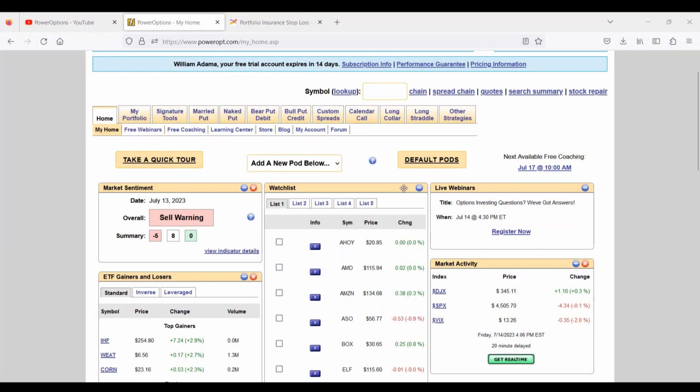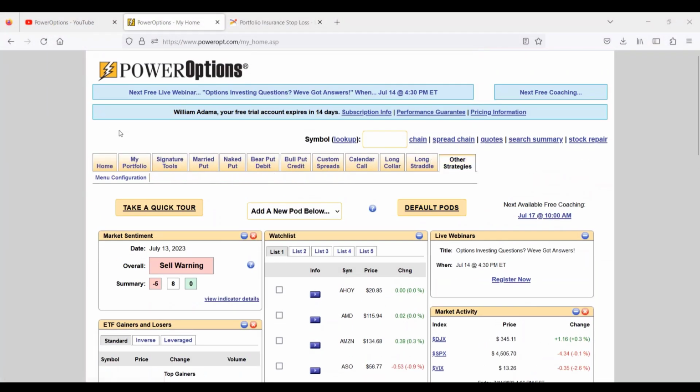So what we're looking at here is just the basic view of a trial account to PowerOptions. We see our trial account expires in 14 days, a full 14-day free trial. You can get that at any time. Just go to PowerOp.com. All you require is your name and email address. No credit card information is required.